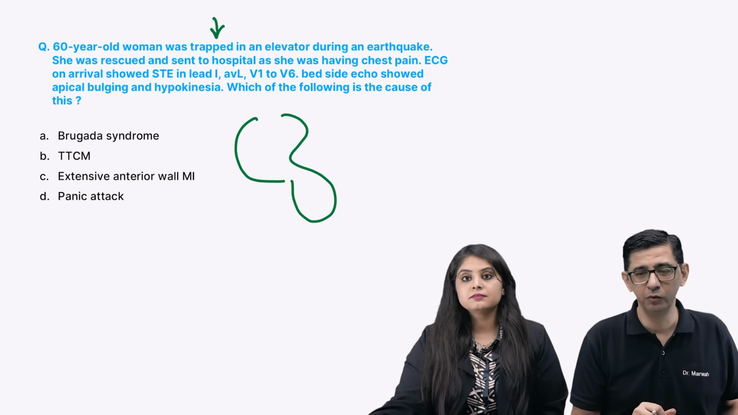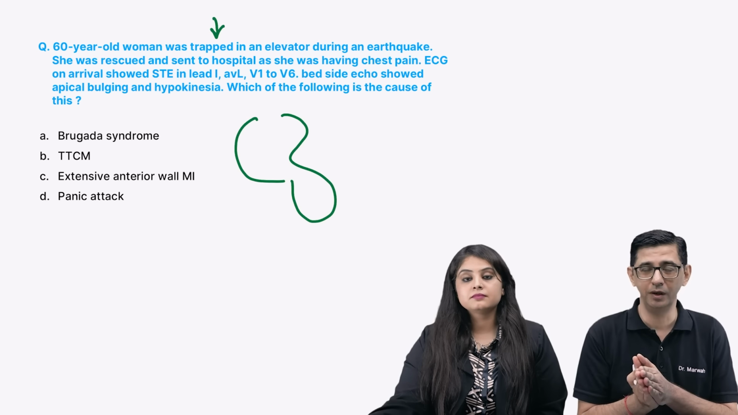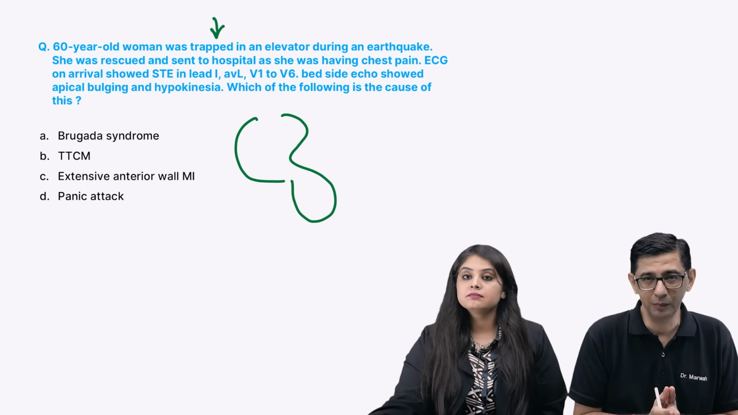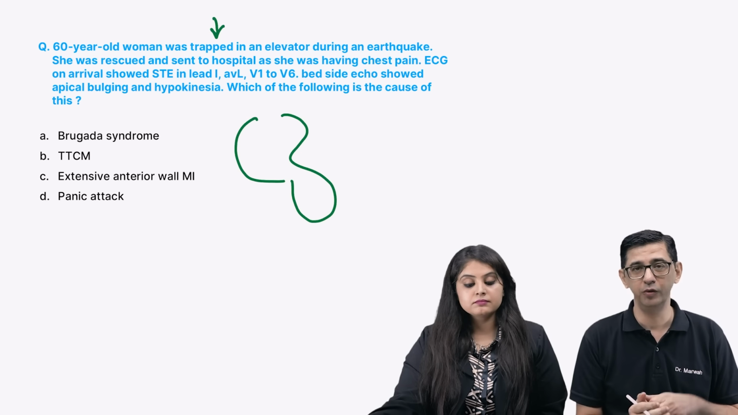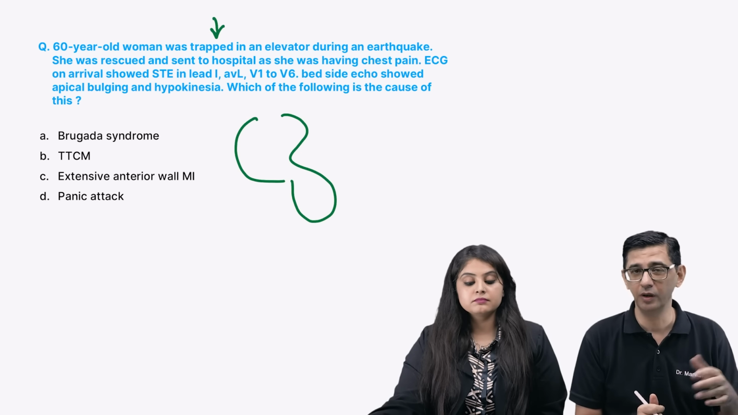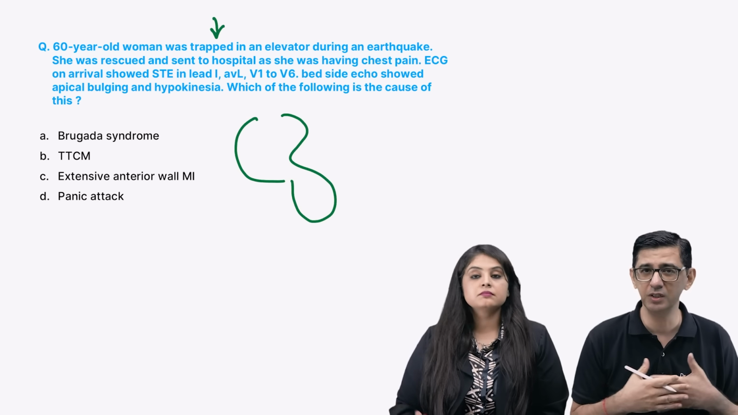The 60-year-old woman was trapped in an elevator. I mean, in an elevator, in an earthquake. An earthquake is anyway something very scary, the whole building is shaking, everybody's afraid for their life. And if you're stuck in an elevator, it's going to be even more scary, especially when the light goes off. And luckily, she was rescued and then she was sent to the hospital because she was having chest pain.